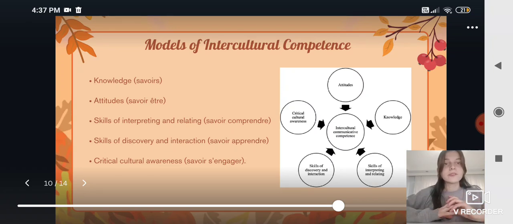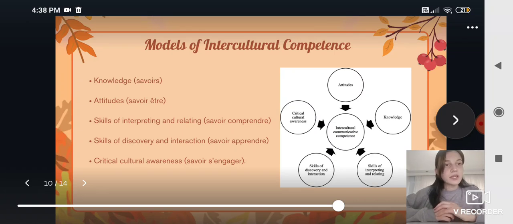And as our last model, we have critical cultural awareness. This is the highest level of intercultural competence. It involves critically evaluating one's own culture and other cultures, recognizing biases and stereotypes, understanding power dynamics, and making ethical and informed cultural judgments. Critical cultural awareness enables individuals to move beyond simple knowledge and develop a reflective, responsible, and ethical stance toward cultural diversity. Like we said, if we want to know a culture in a more detailed way, this is the highest level of cultural awareness.